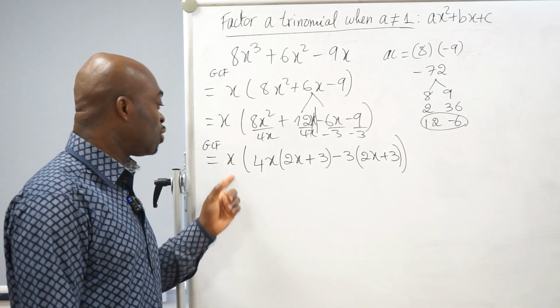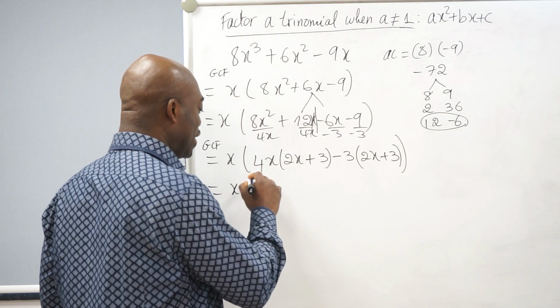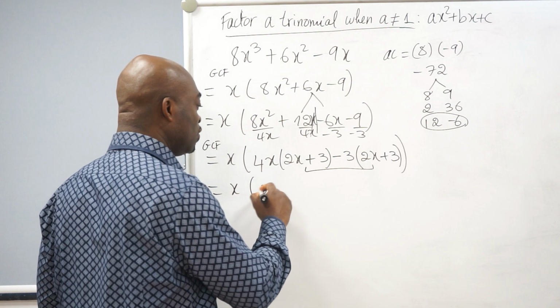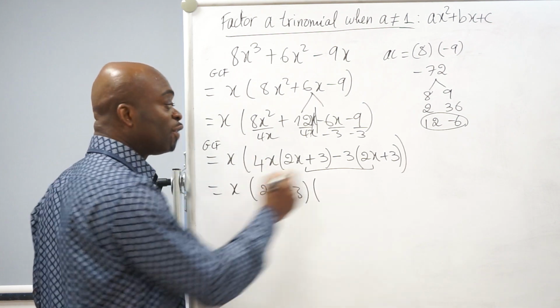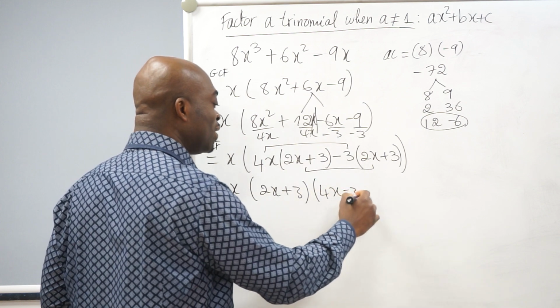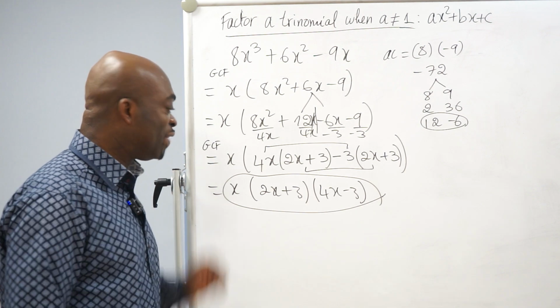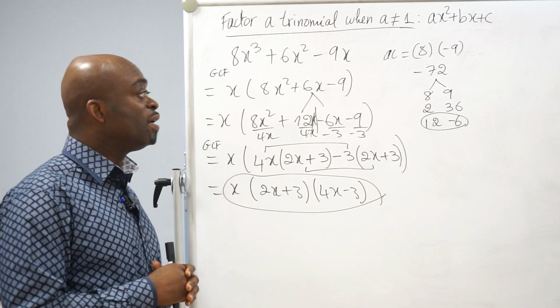So we keep on carrying the x. We end up with the greatest common factor for this, which is going to give us 2x plus 3. Then whatever we have left in front of the parentheses, these two here, we have 4x minus 3. And then we end up with the solution here with the x. So this is how we solve for such a problem.